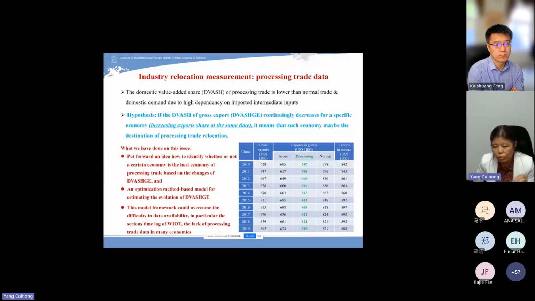Another issue is that when we estimate the domestic value added share of export of other final demands, we often refer to the input-output tables. But as I just said, the input-output tables often have a time lag. We cannot capture the most recent years. This is one drawback. Another is that many developing countries may not have the most recent input-output tables.